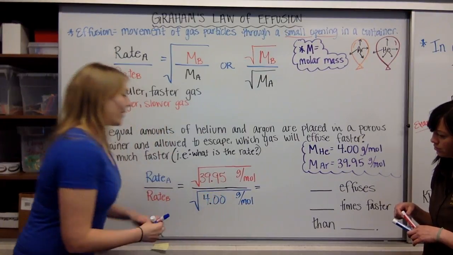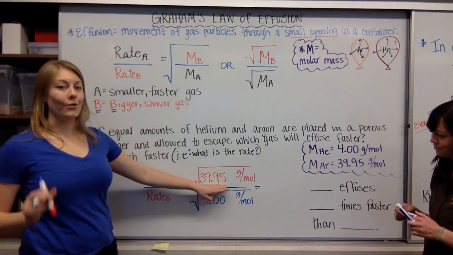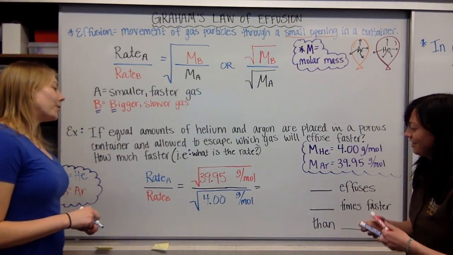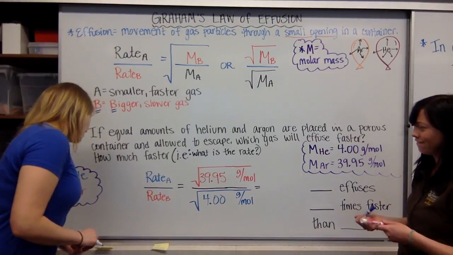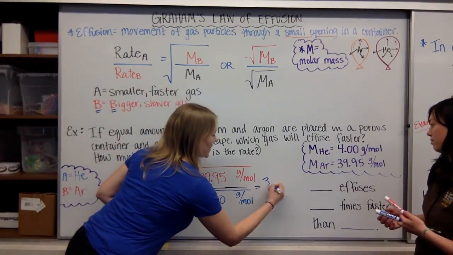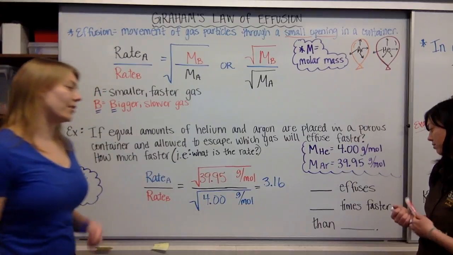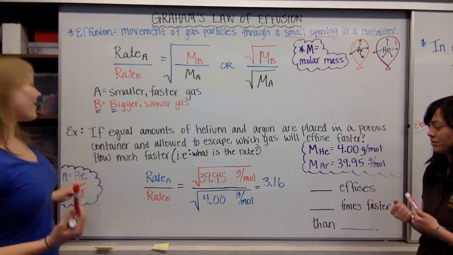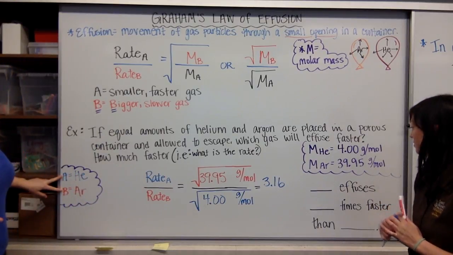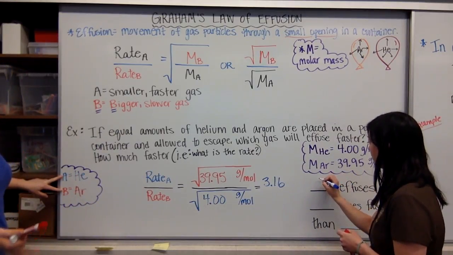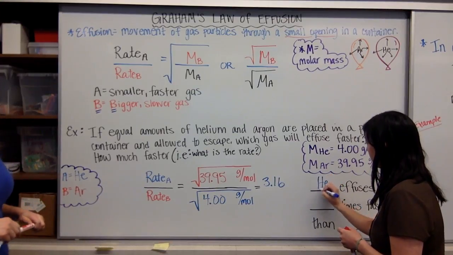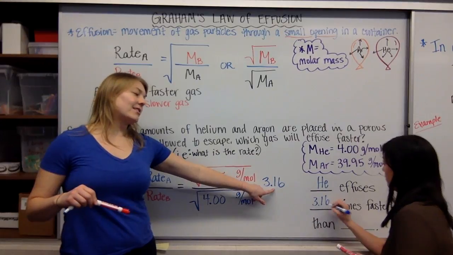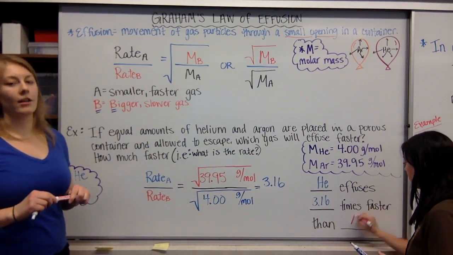You should always have a larger number on top, okay? If you don't have a larger number on top, you've done it wrong, okay? So, square root of 39.95 divided by the square root of 4.00, and we get 3.16. All right? What does that mean? That's our rate of effusion. So, which of these 2 gases is going to effuse faster? Which one's smaller? It's going to effuse faster. Helium is smaller. So helium effuses 3.16 times faster than argon gas.